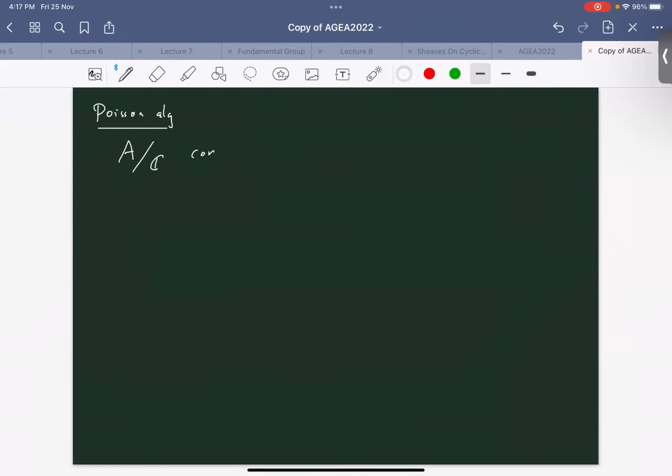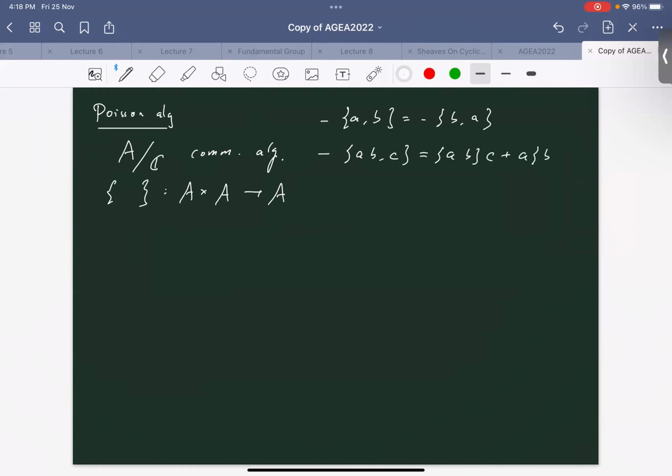start with a commutative algebra over C. A Poisson algebra means we have a Lie bracket satisfying three well-known conditions. First one is skew symmetry. Second one is that you want the bracket to act as a biderivation. Finally, it's the Jacobi identity. Here the upper index cyclic means I permute a, b, c cyclically. Okay, so I get 0.